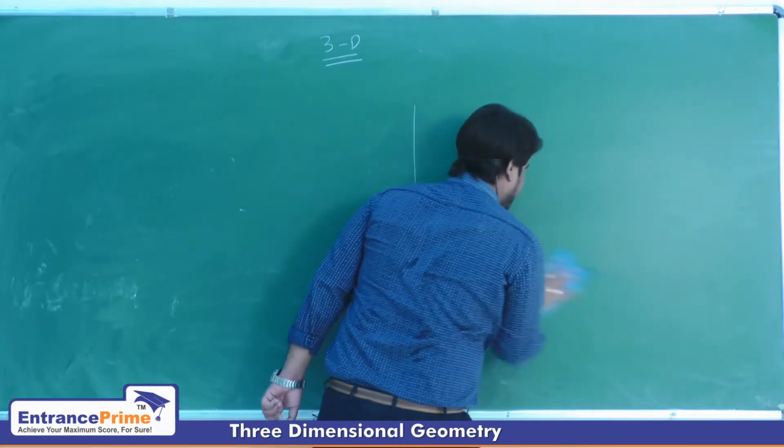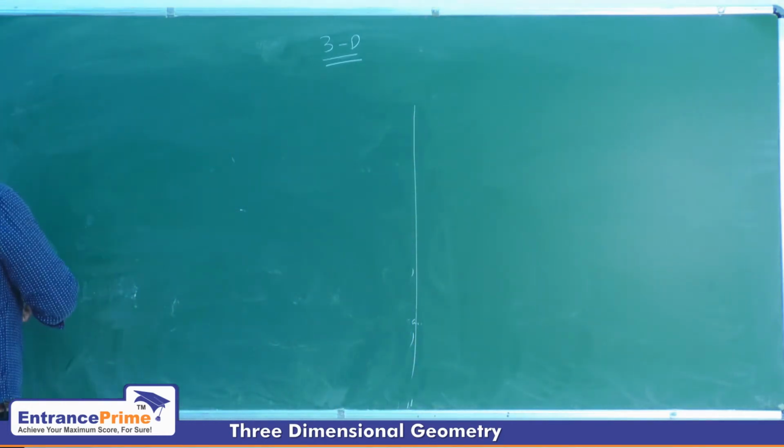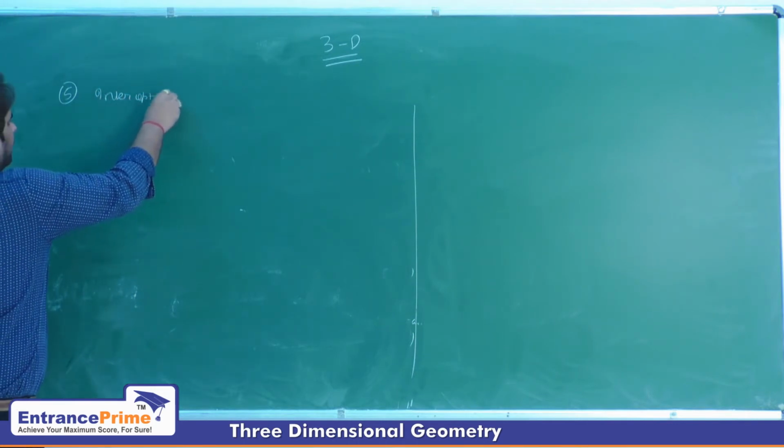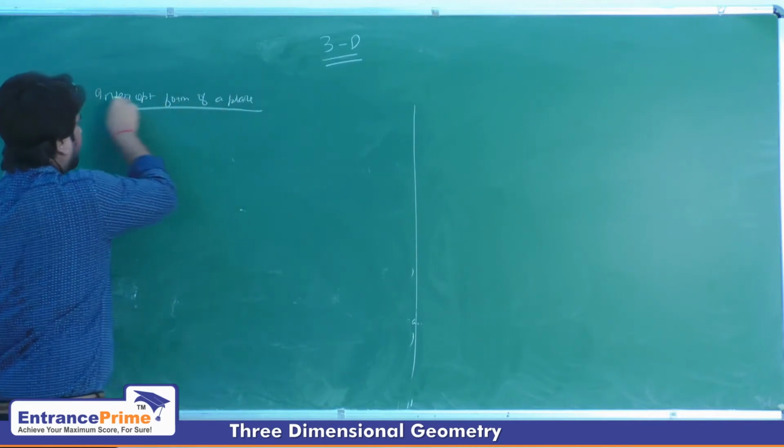We have studied four types of plane equations. Now we will study the fifth type. The fifth type is the intercept form of a plane.